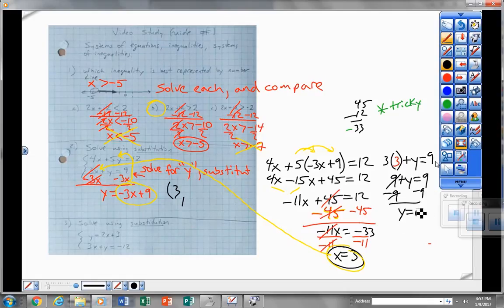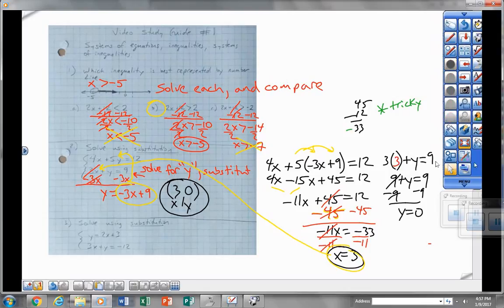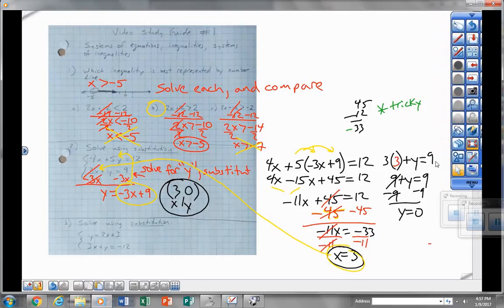So that answer is the coordinate x is 3 and y is 0. If you were to plug that in, it would work. 4 times 3 is 12, 5 times 0 is 0, 12 is 12. 3 times 3 is 9, 9 plus 0 is 9, so that point will work if you were to plug it in. My next check I will show you.